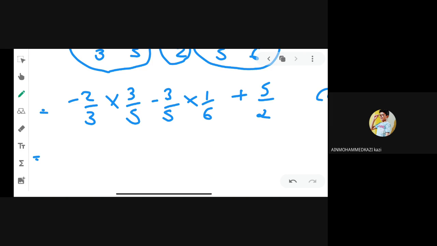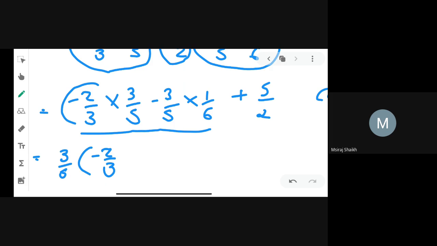We used the commutativity property. Why? Because we have to change the position of number, and whenever you change the position of a number, what do we have to use? We have to use commutative property. Right? Now you can see these 2 numbers. First number minus 2 by 3 into 3 by 5, and second number minus 3 by 5 into 1 by 6. In these 2 numbers, 3 by 5 is a common number. So we are taking 3 by 5 as common. So what is left in bracket?